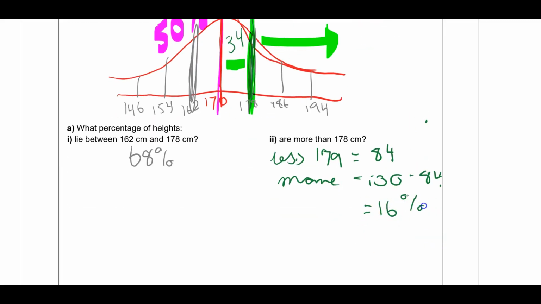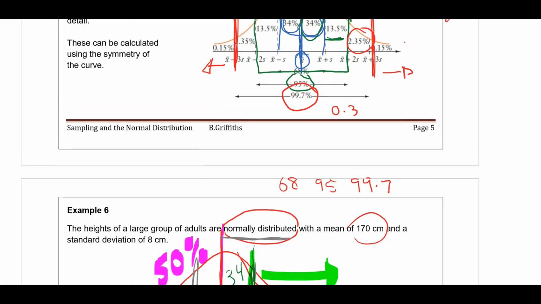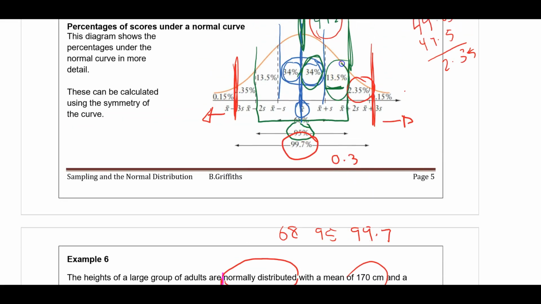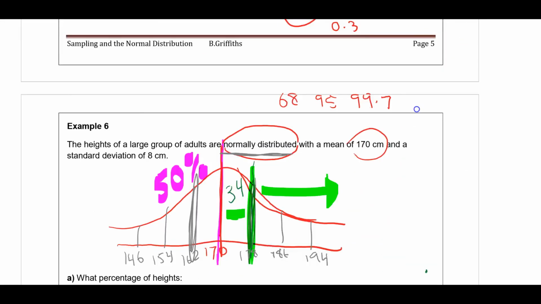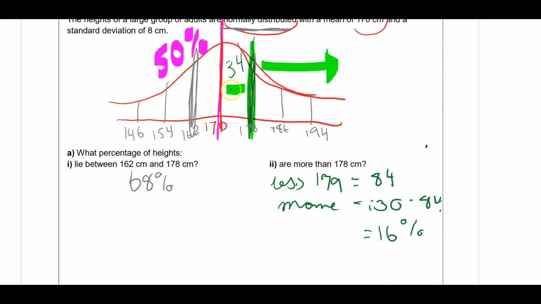Now some people teach it that if I can remember these numbers, I can add up these three scores here and they will equal 16. But I can't remember those numbers. But I can halve 68, I can halve 95, I can halve 99.7 to work out how much is in the halves.